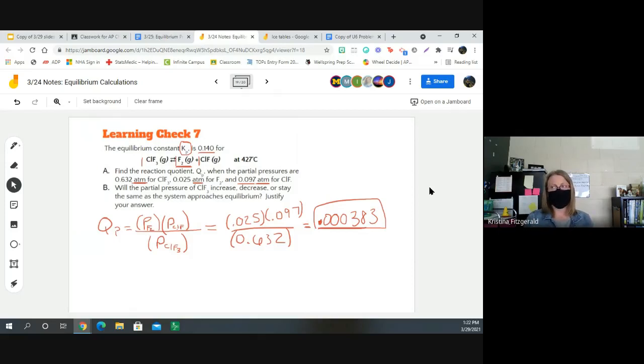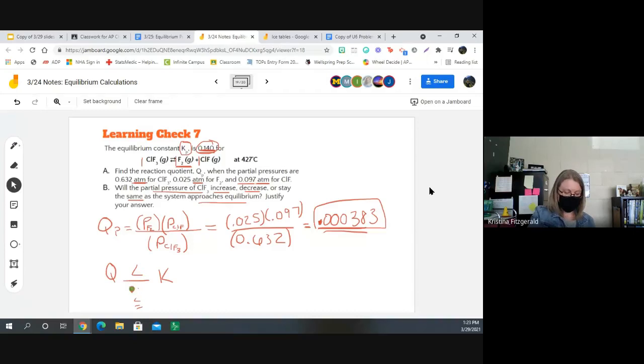So that's that one. Now for part B, it says, will the partial pressure of ClF3 increase, decrease, or stay the same as we approach equilibrium? So let's decide first of all Q versus K. Are we greater than, less than, or equal? K was given up here. So is our Q value greater, less, or equal? Harley, what do you think? Greater than, less than, this number versus that? Yeah, it's less than.